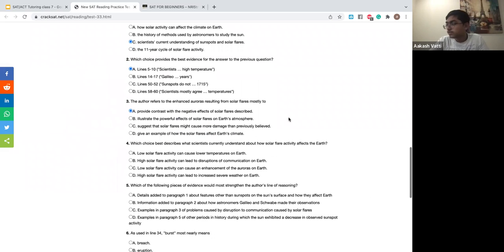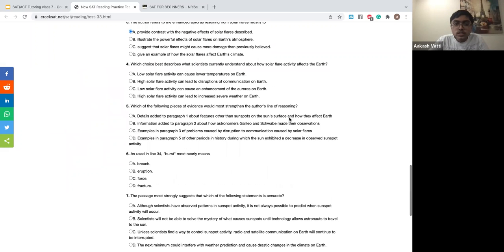Right? 4. Which choice best describes what scientists currently understand about how solar flare activity affects the Earth? A, low solar flare activity can cause lower temperatures on Earth. No, this explicitly states that people say it does not. There's no real relation between solar flares and the climate.